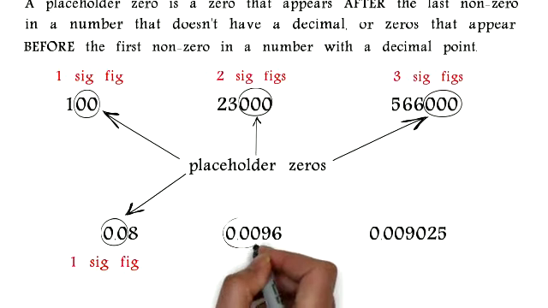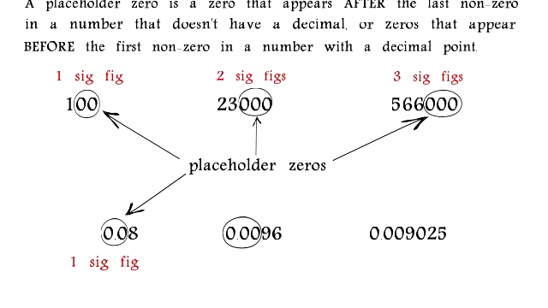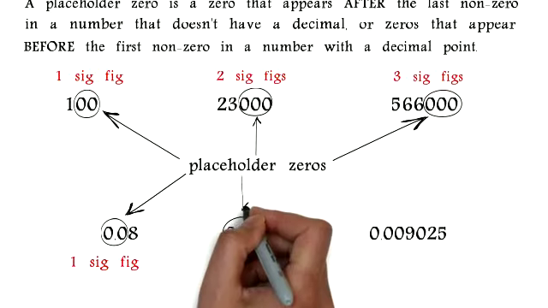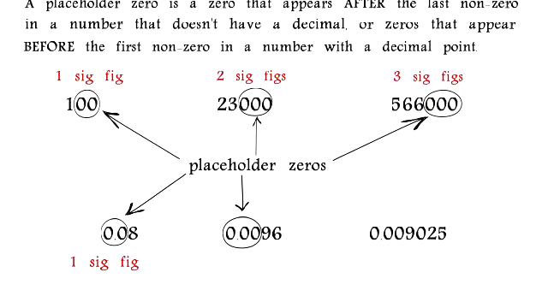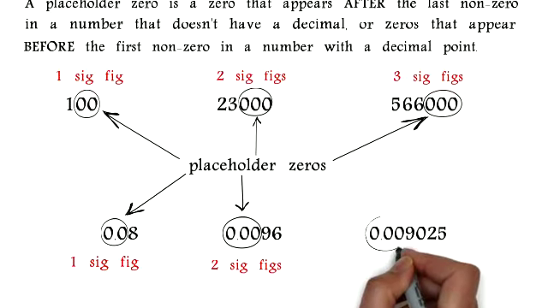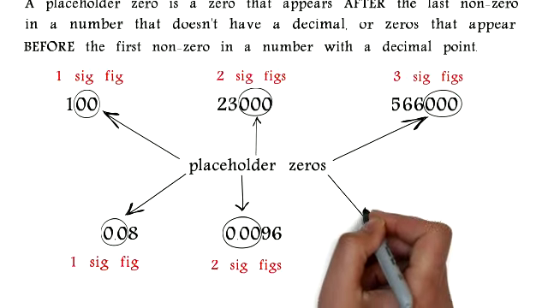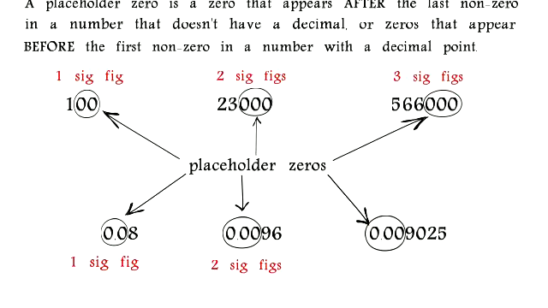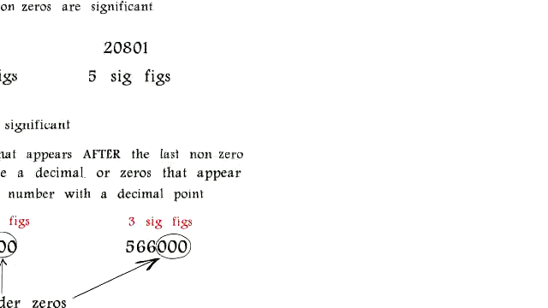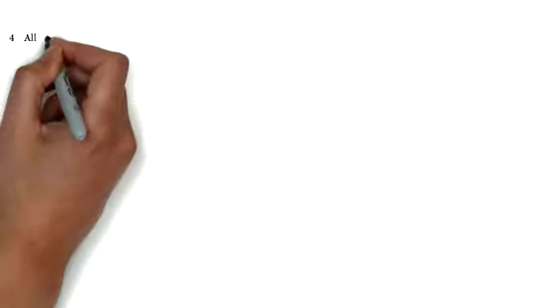The three zeros that start off 0.0096 are placeholder zeros, so there's only two significant figures in that number. And then the three zeros that start off 0.009025 are placeholder zeros. So here there are four significant figures. That middle zero between the 9 and the 2 is a sandwich zero.